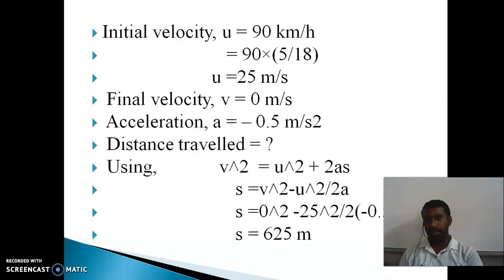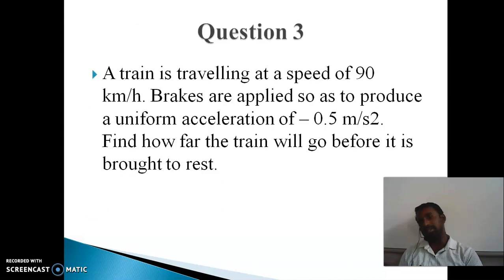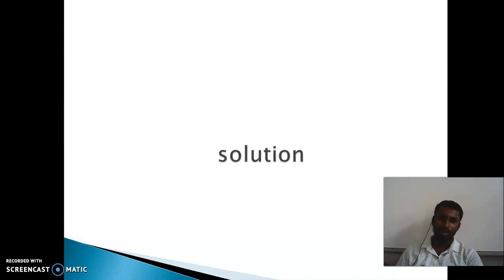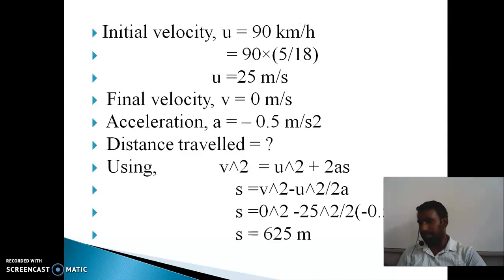So acceleration they have given. Here we are not saying acceleration, because for a negative value we have to use the word retardation or deceleration. Here it is not accelerating further. It is not increasing its speed. It will be reducing its speed. So we will mention here deceleration, or we can write retardation. Anyway, here I wrote acceleration equal to minus 0.5 meter by second square.